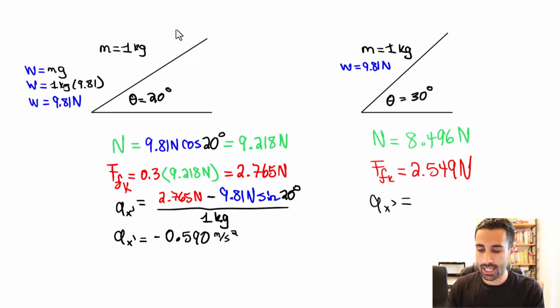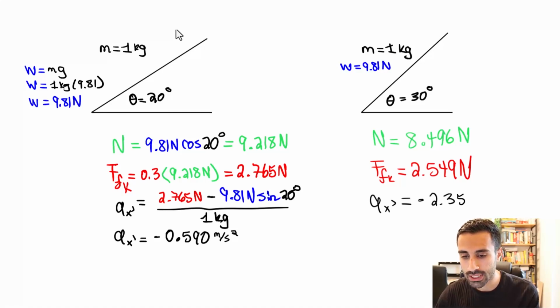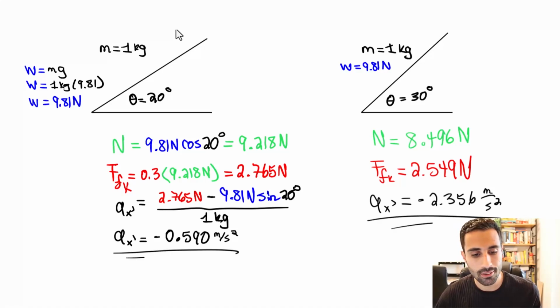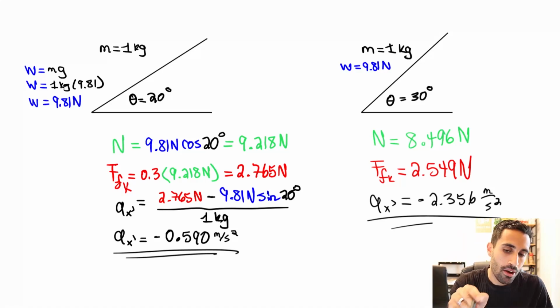the weight. Sine should be sine. Now we have 30 degrees. Watch out. The other one was 20. Now it's 30. And we take this divided by 1, and we get negative 2.356 meters per second squared. Comparing this to this, which has a larger acceleration? The one on the right, when the angle theta is 30 degrees compared to 20 degrees, we have a larger acceleration. And that is what we need.